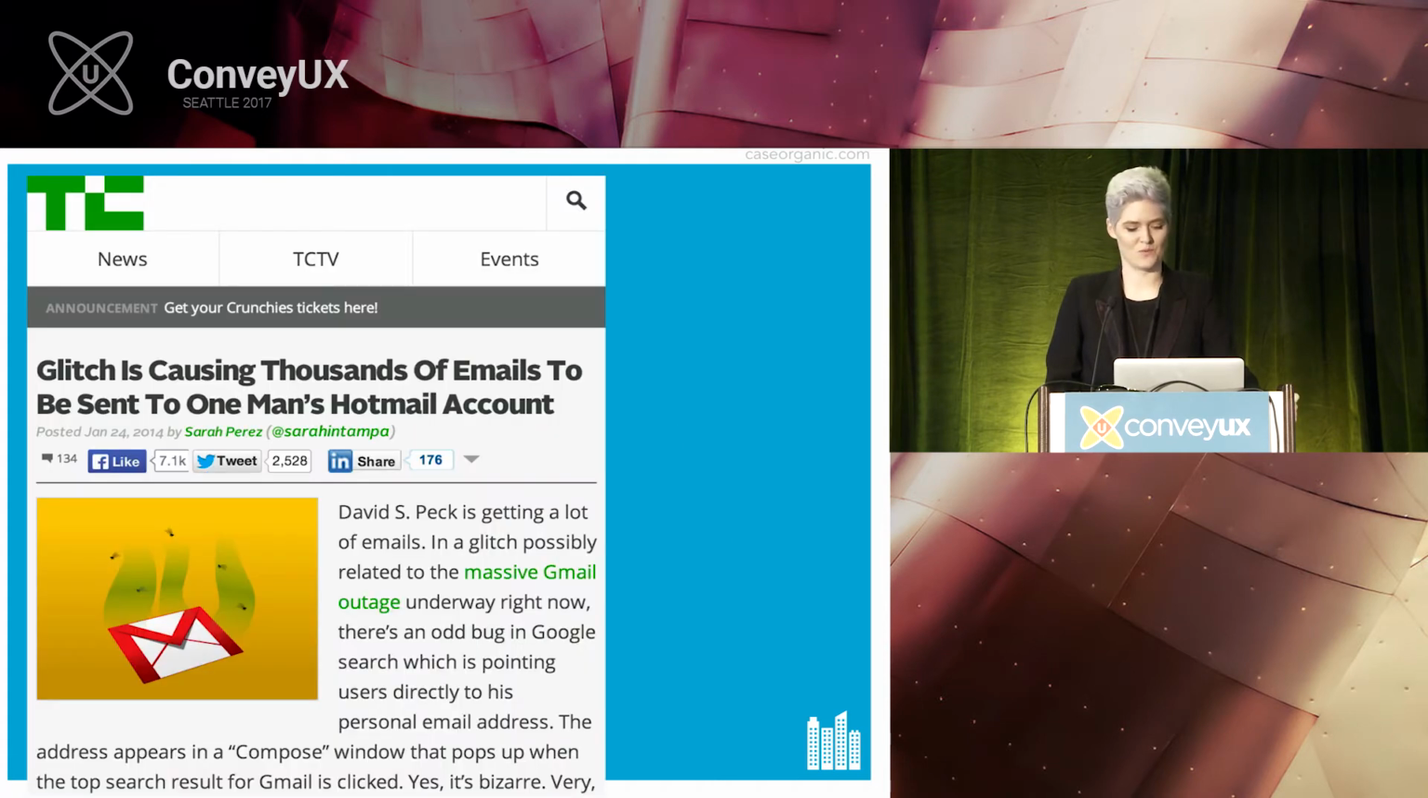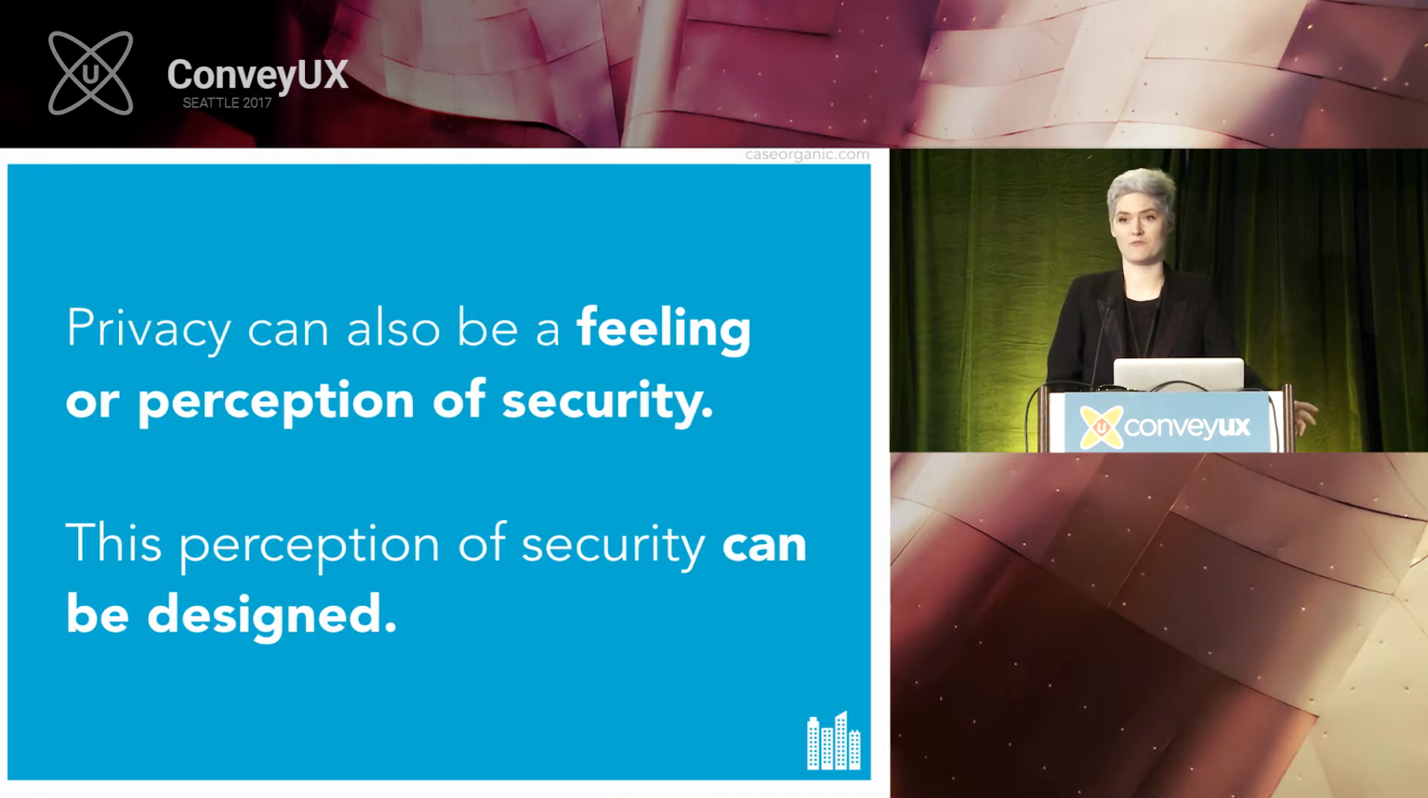So this was this one guy's surprise. He woke up in the morning and suddenly there was this Gmail glitch that sent thousands of emails to his Hotmail account, and he couldn't actually click open any of the emails because they were coming in at like 100,000 a second or something ridiculous. And of course, these things happen. The world is not perfect. We think that we build more technology and it will solve all of our problems, but we'll just have increasingly weird glitches like this. Privacy can also be just a feeling or just a perception of security.